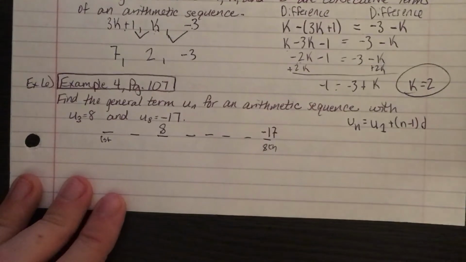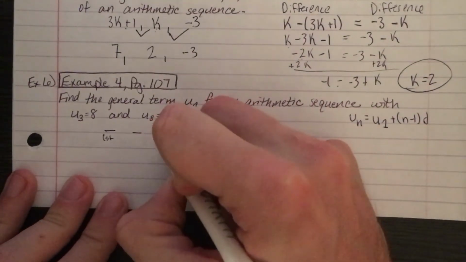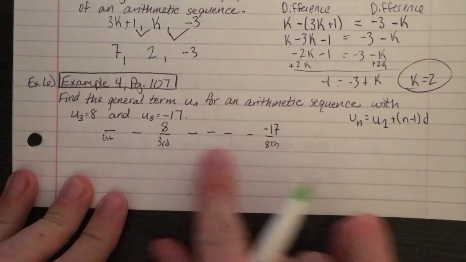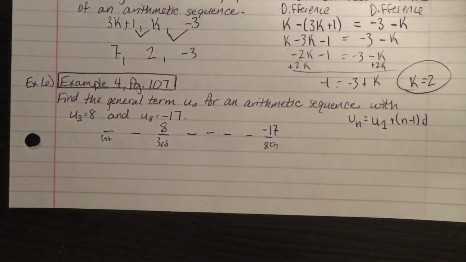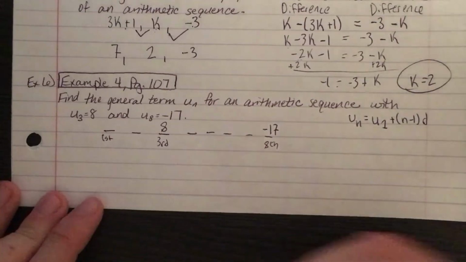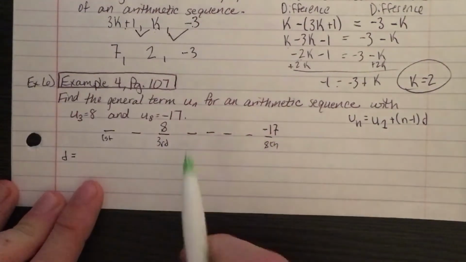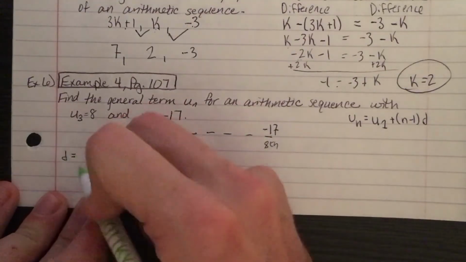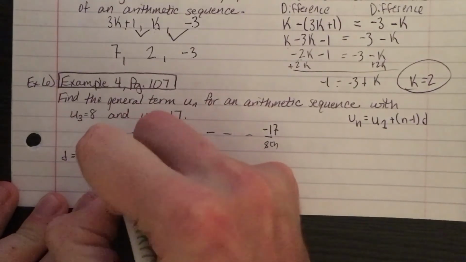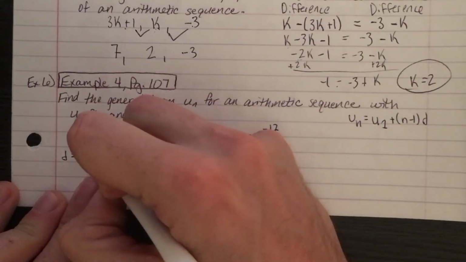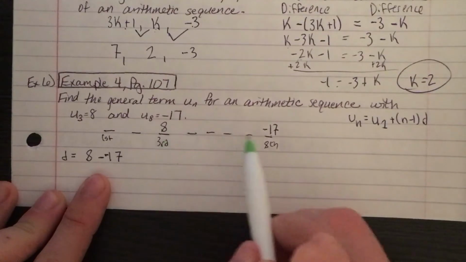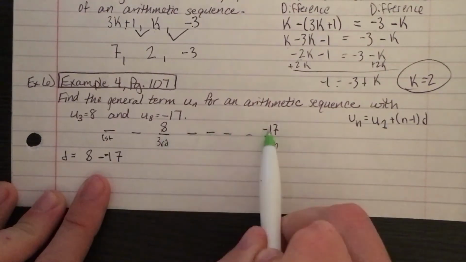To do that, what we've got to figure out is that if this is the third and this is the eighth term, how much do we decrease in that many terms. So what we can do is almost take the slope of those points or figure out the distance of these. So 8 to negative 17, we've got to figure out the distance between those. We're trying to figure out how far apart are these numbers.